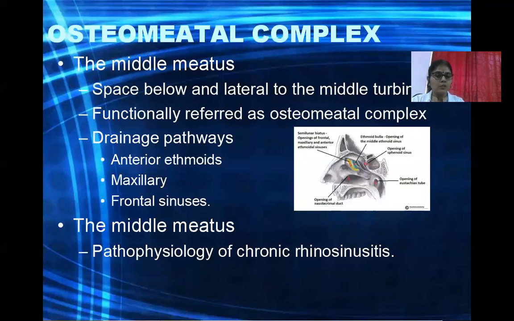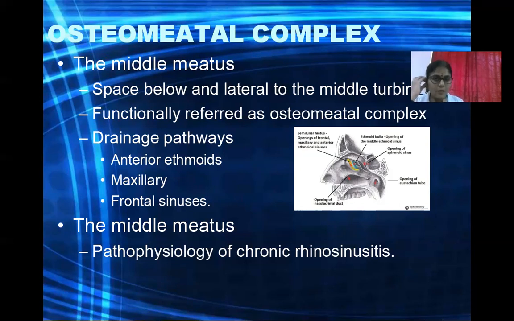The most important part in the lateral wall of nose is the osteomeatal complex. This is very important because this is the site where the pathophysiology of sinusitis occurs. It's actually the space in the middle meatus, a space below and lateral to the middle turbinate. It functionally is referred to as the osteomeatal complex because there are three important major sinuses draining into it.